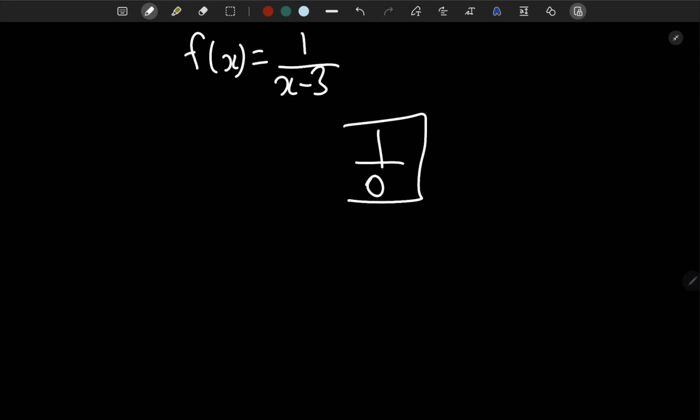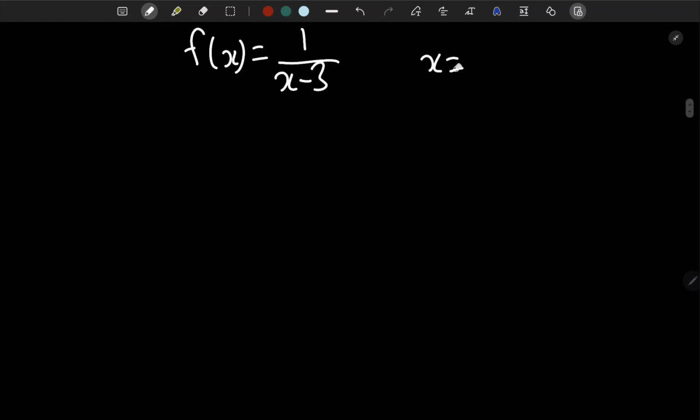Now let's say we have another function, f of x is equal to 1 over x minus 3. So now whenever we have a fraction and the denominator is 0, this is undefined. So we cannot have this 1 over 0. We cannot have a 0 in the denominator. So here what we need to do is to equate the denominator to 0. So x minus 3 is not equal to 0. So x cannot be equal to 3.